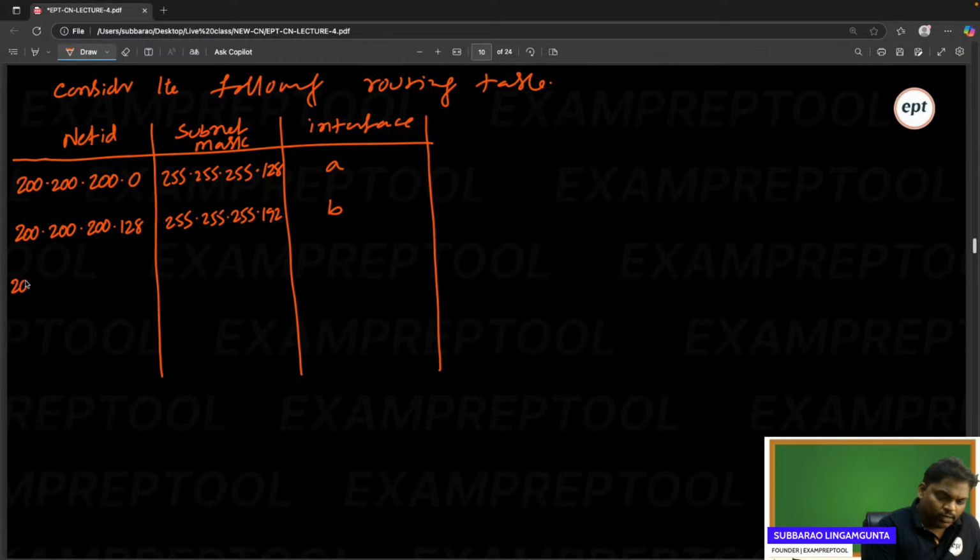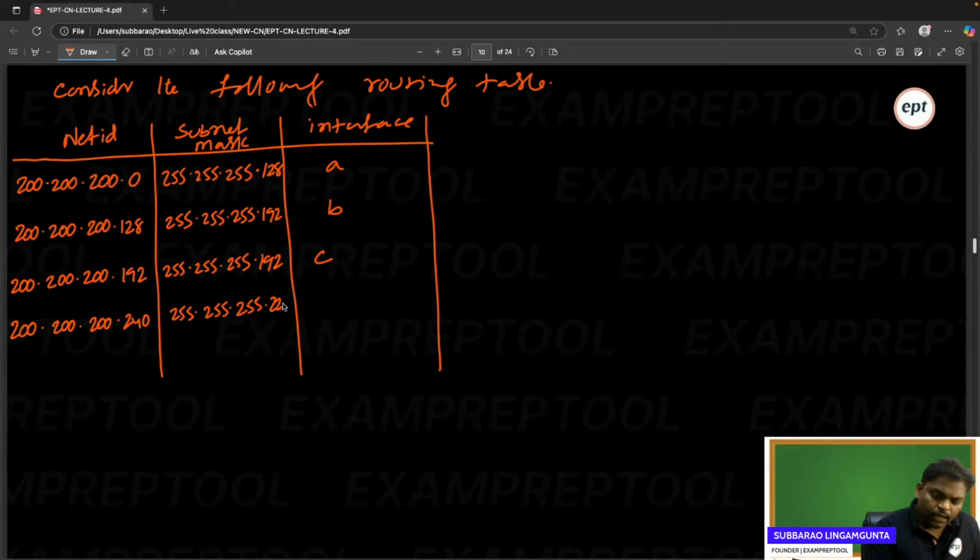The next one is 200.200.200.192, with subnet mask 255.255.255.192. It is interface C. Next one, 200.200.200.240, sorry, the last one I think is 240, with subnet mask 255.255.255.240. It is D. Lastly, 0.0.0.0 with subnet mask 0.0.0.0. It's going to be E. Just take whatever I am writing, you will get full clarity within a few minutes.